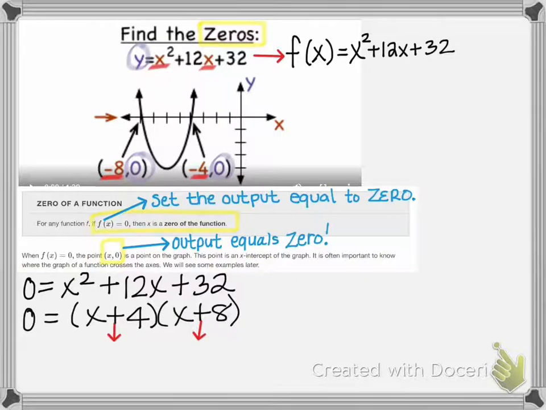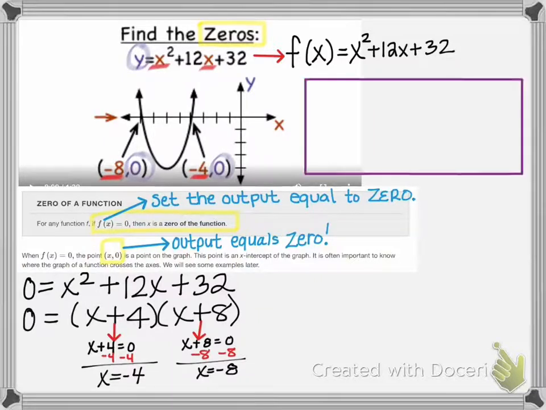I set the binomials x plus 4 and x plus 8 equal to 0. So I get the two linear equations, x plus 4 equals 0 and x plus 8 equals 0. To solve the first equation, I subtract 4 from both sides, so we see that x equals -4. In the second equation, I will subtract 8, not subtract -8, because that would be adding 8. I will subtract 8 from both sides and get x equals -8. I'm going to create a box over here for my final answers. Those two values are the zeros of my function. So the zeros are -4 and -8.